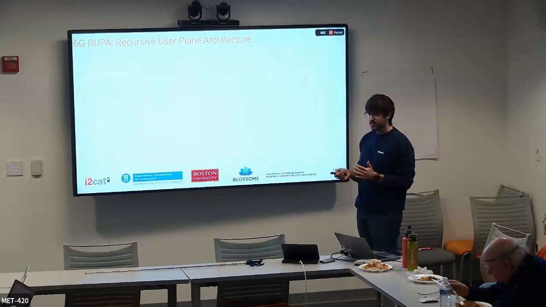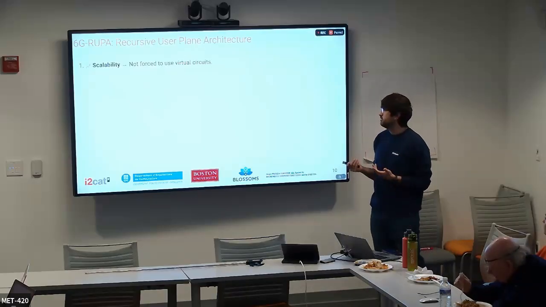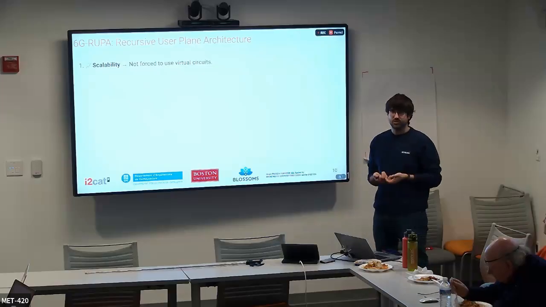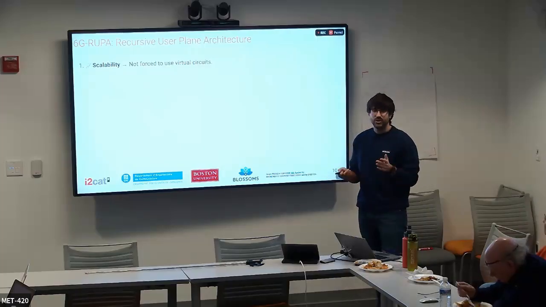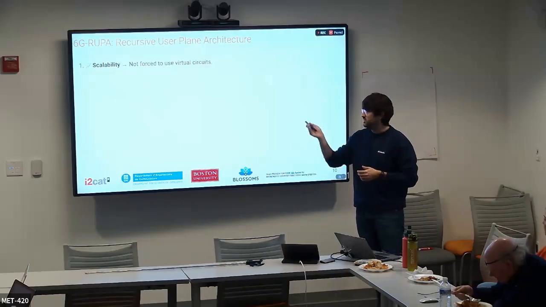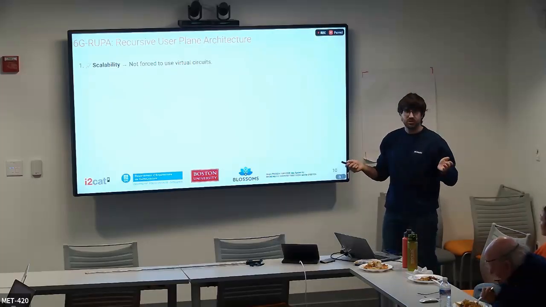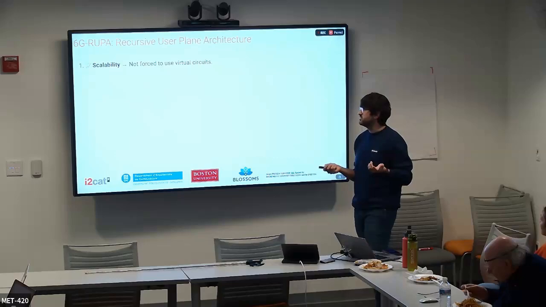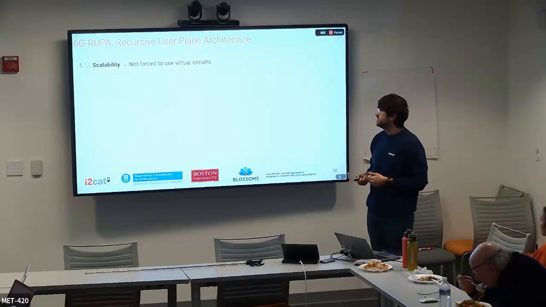Okay, and how does this compare to 6G-RUPA? So, for example, on scalability, basically, you're not forced to use virtual circuits. I mean, you might use them. If you have an application, for example, streaming 4K video and you really need a specific quality of service, then yes, you go and use virtual circuits. But if you have a factory full of IoT devices, then you don't need a virtual circuit for every IoT device, maybe, right?